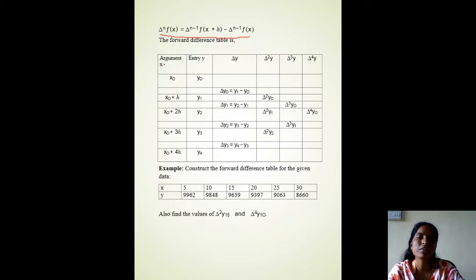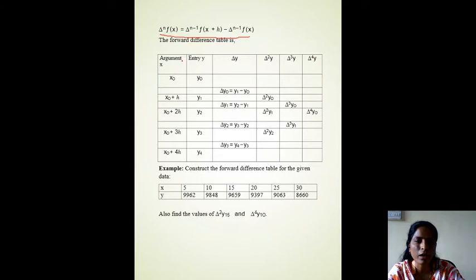And the forward difference table is, first column gives you the argument, that is values of x. So these are x naught plus h, x naught plus twice h, x naught plus thrice h, x naught plus 4h, etc. Whichever values are given, you have to write in the argument column. Then entry values of y are also given. So y naught, y1, y2, y3, y4, etc.